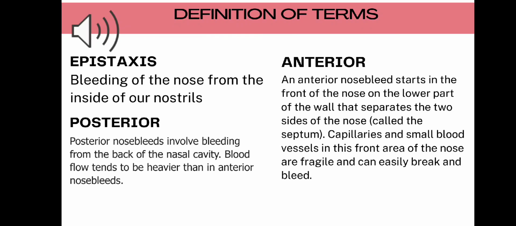Second is the anterior nosebleeds. An anterior nosebleed starts in the front of the nose on the lower part of the wall that separates the two sides of the nose, called the septum. Capillaries and small blood vessels in this front area of the nose are fragile and can easily break and bleed.